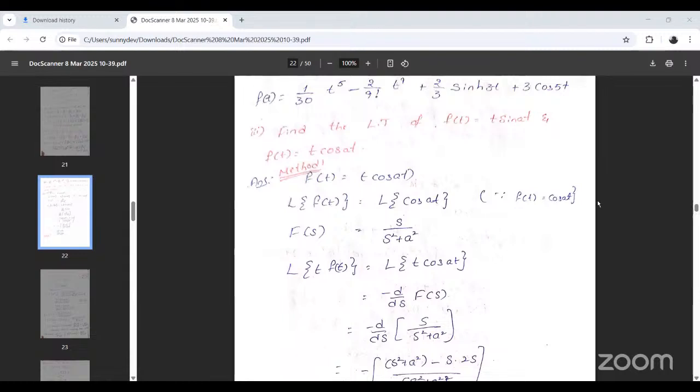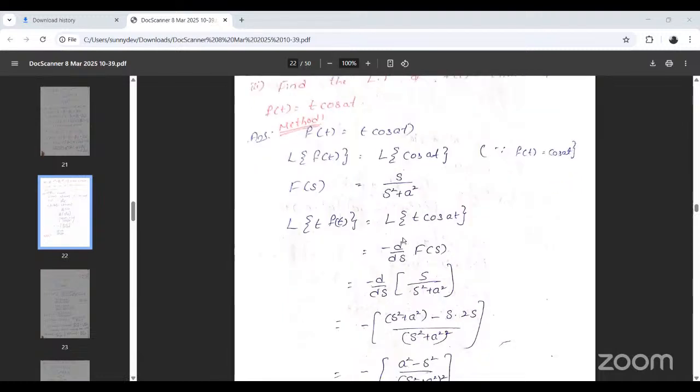Next, find the Laplace transformation of f of t equal to t into sin at, and f of t equal to t into cos at. Let's take f of t equal to t into cos at. Then the Laplace transformation of cos at is s by s square plus a square. The Laplace transformation of t into f of t is minus d by ds of capital F of s. So what is capital F of s? That means the Laplace transformation of cos at, which is s by s square plus a square.